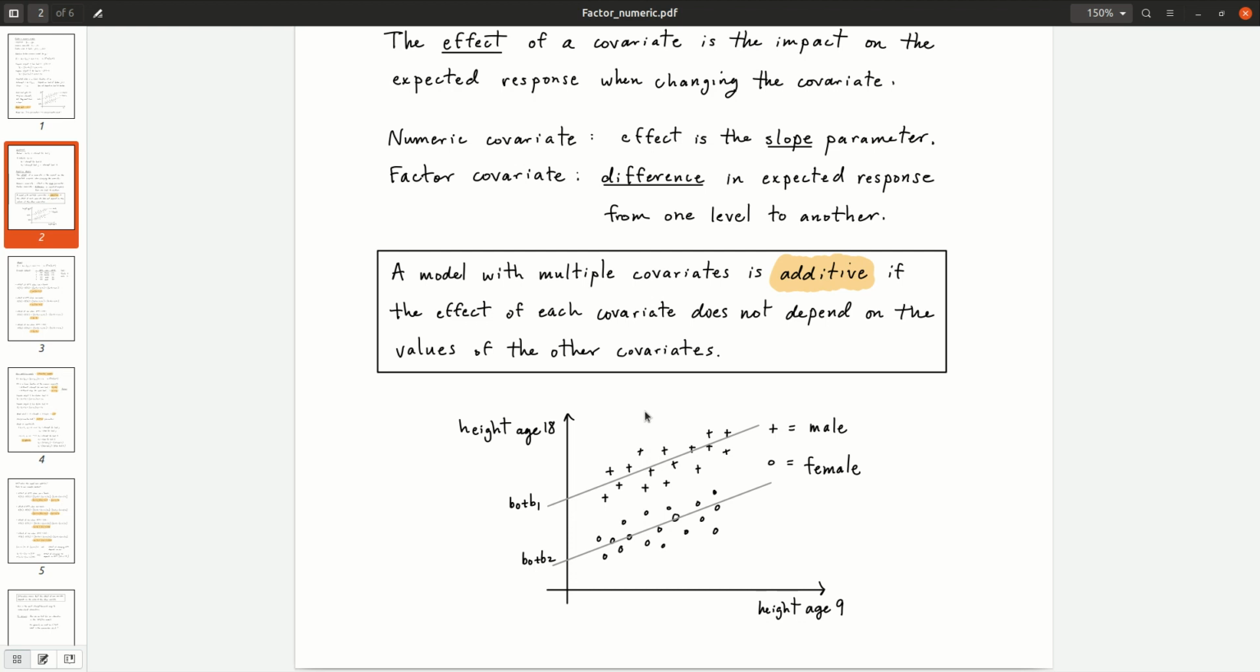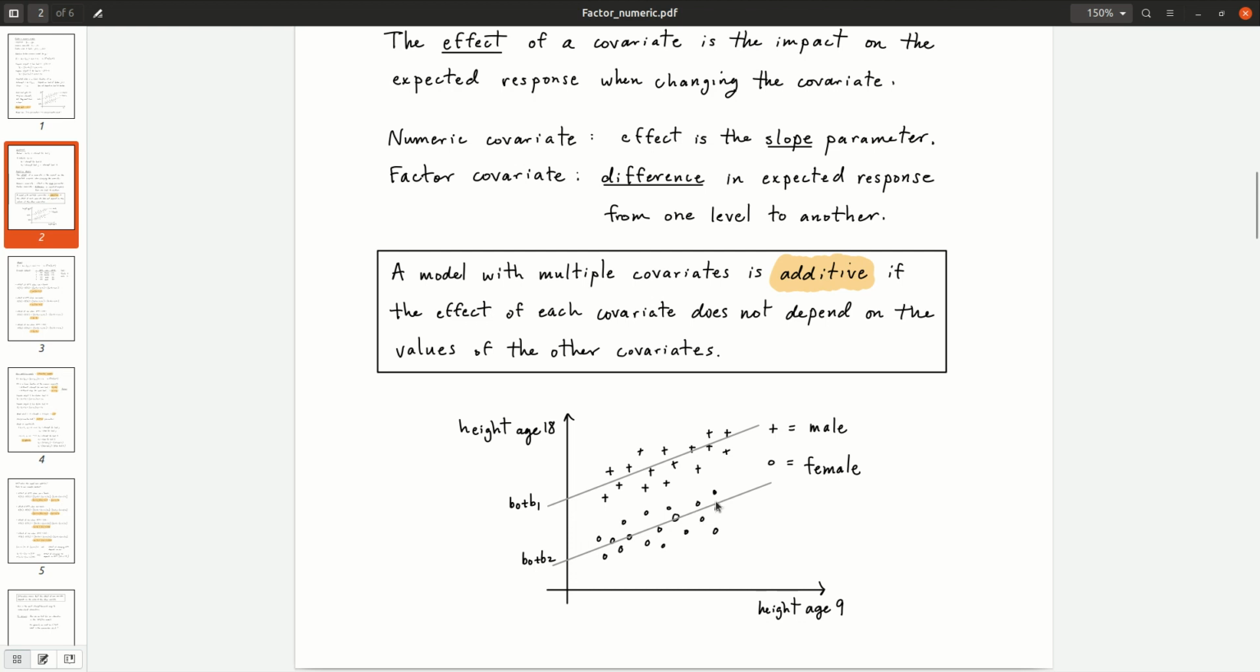Now, as a consequence of these lines being parallel, if I were to pick this value of the covariate and I move from this line to this line, it's exactly the same change. So what that means is that the effect of moving from female to male is the same no matter which value of the numeric covariate we have. And therefore, according to this definition, this is an additive model. Okay, so that's what I mean by additive. You can also do the reverse.